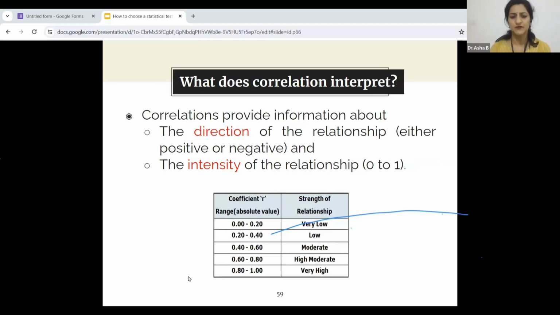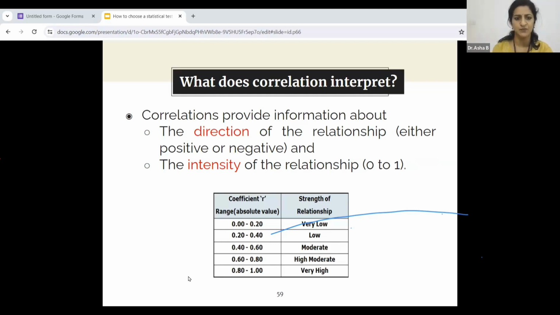Correlation provides two pieces of information. One is the direction of the relationship, and the second is the intensity of the relationship. The direction can be represented by a positive or negative sign. When it is positive, both variables move in the same direction: an increase or decrease in one variable means the other is also increasing or decreasing. If it is negative, both variables move in opposite directions: any increase in one variable decreases the other.